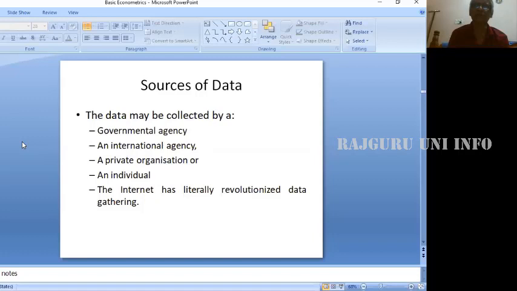As usual, the sources are unlimited. The internet is one of the sources. However, most of the financial data is paid, subscribed data. For example, the CMIE database, Center for Monitoring Indian Economy, is paid, subscriber data. We have the Prowess database, again a paid one. So most of the time the data involves expenditure on the part of the researchers. The data may be collected by a government agency, an international agency like the World Bank, a private organization, or an individual. The internet has literally revolutionized data gathering.